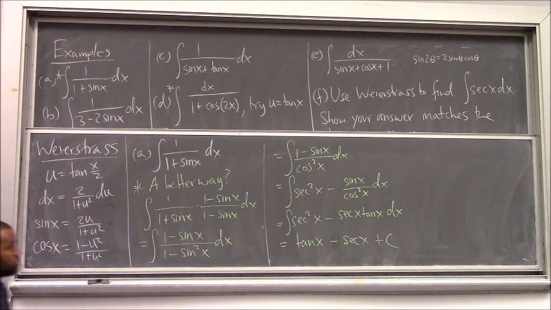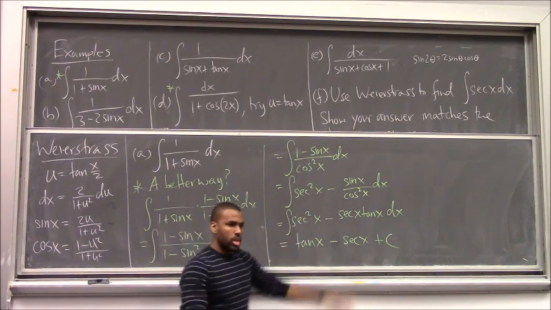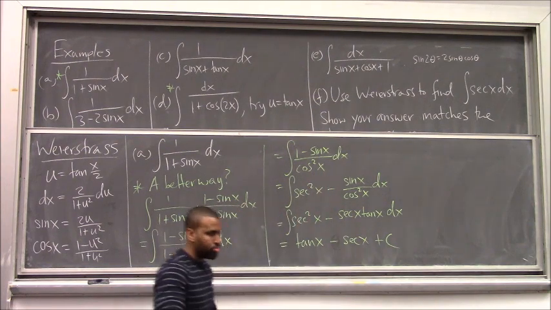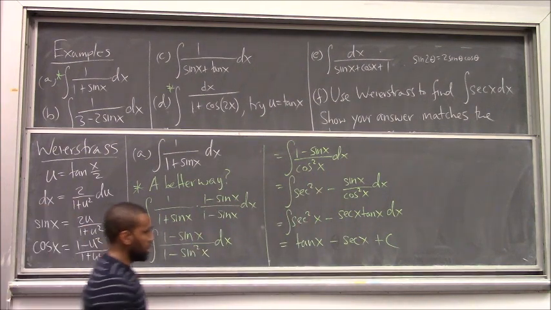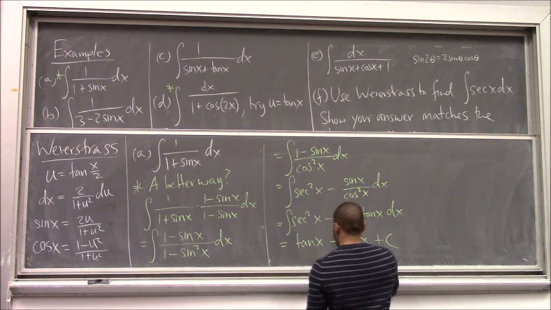Another option here, you could have done u equals cosine of x, where du would be minus sine of x. You can still get through that. So that was another way to do it.